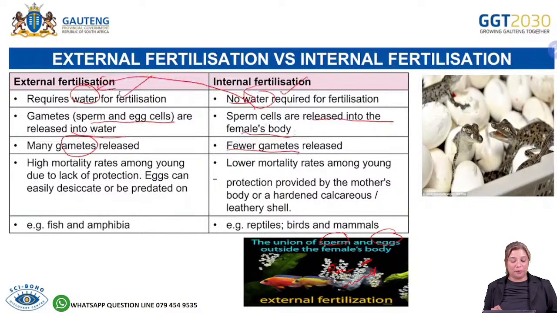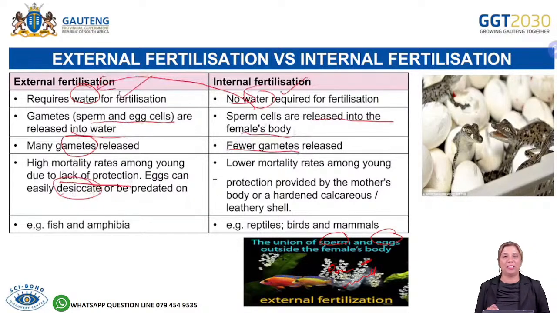And then in external fertilization, high mortality rates amongst young due to lack of protection. Remember the fish mother that just laid the eggs and moved on? She didn't stick around. So these eggs can easily desiccate, which is just a fancy word for dry out, or be predated, meaning that other organisms will eat the fish eggs. Human beings as well. It's supposed to be a delicacy in some cultures. They charge a lot of money for something called caviar, and these are actually fish eggs.